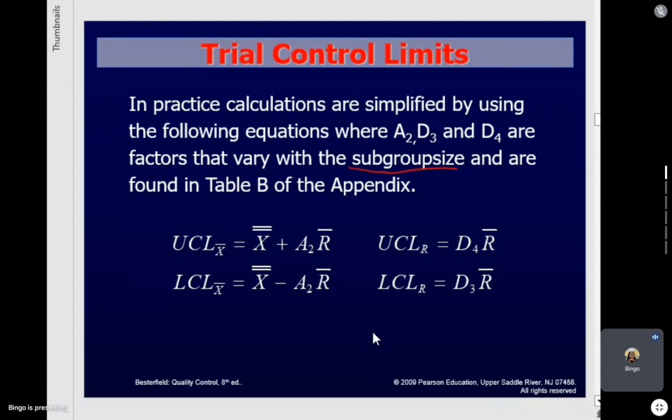Another is the simplified version. Following equations were A2, D3, and D4. So you have there your upper control limit for x bar is equal to x double bar plus A2 times your R bar. Your lower control limit for your x bar, so you have your x double bar minus A2 times your R bar. Then for the upper control limit for range, you'll have your D4 times R bar, and the lower control limit for range using the formula D3 times your R bar. Okay.